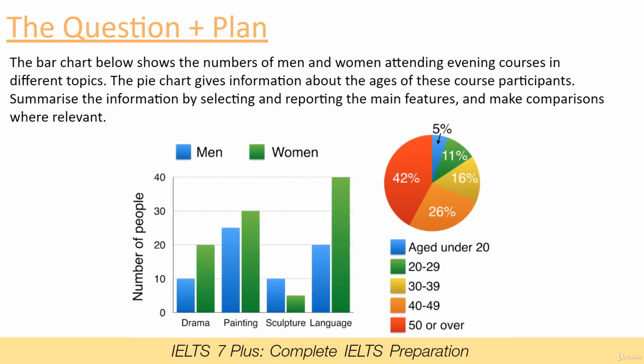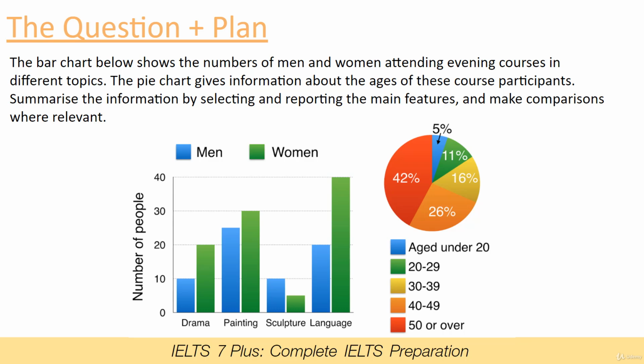So let's begin on the left. So on the left, we have our bar chart. At the top, men in blue, women in green. Let's look at the y-axis. We have number of people from 0 to 40. And along the x-axis, we have 4 different courses. We have drama, painting, sculpture, and language.